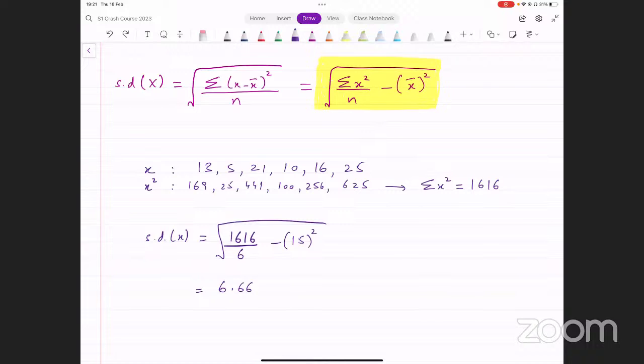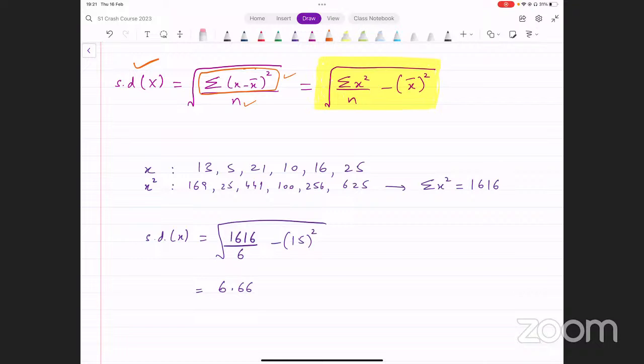It's much quicker. You will only be using the first formula when sometimes they give you this form directly. So they might tell you sigma (x minus x bar) whole square is equal to this, now find the standard deviation. Or they might give you the standard deviation, and they might give you the value of n and ask you to find sigma (x minus x bar) whole square. In that case as well, you would be using the first formula.